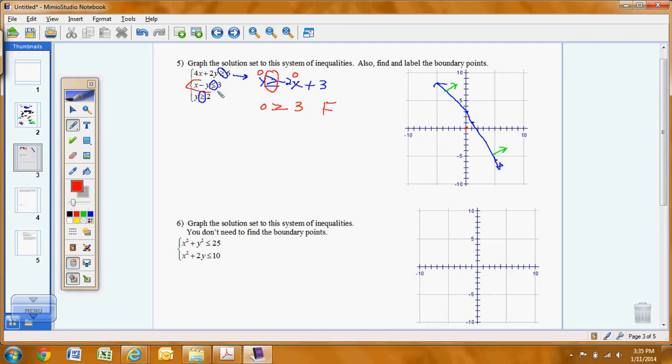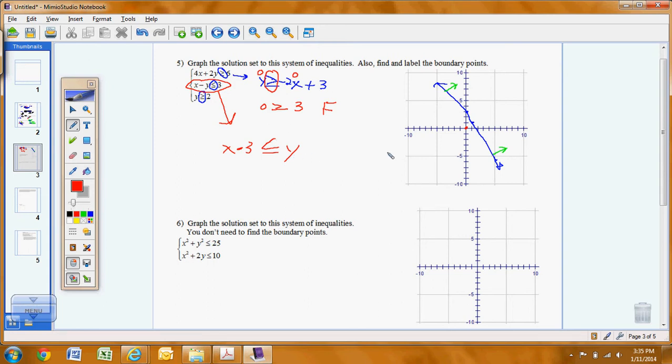So let's quickly do this one actually. I'm going to move the y over to the other side, so it's going to say x minus 3 is less than or equal to y. So I'll just do a little algebra to make that happen. If you read it from the y, this says y is greater than or equal to x minus 3.